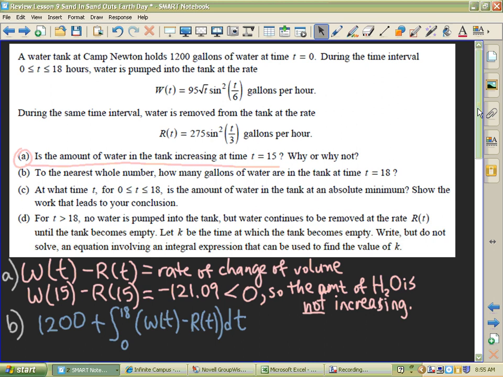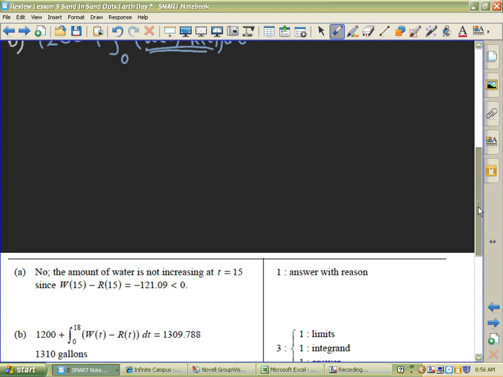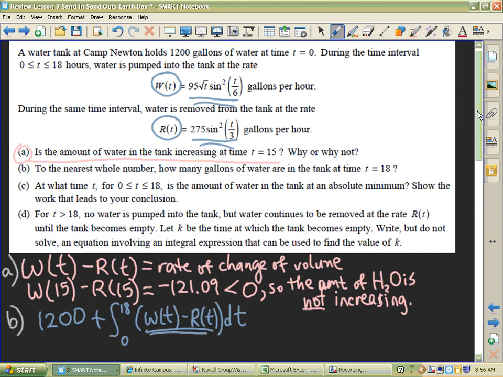And so we're going to integrate from 0 to 18. It is okay, calculus students, to write W of t and R of t since they are well defined. You don't have to write out all those huge expressions. You can write W of t minus R of t. It's a calculator problem. I'll cheat. Your calculator gives you 1309.788, but that is not how you answer the question. You answer the question to the nearest whole number of gallons.